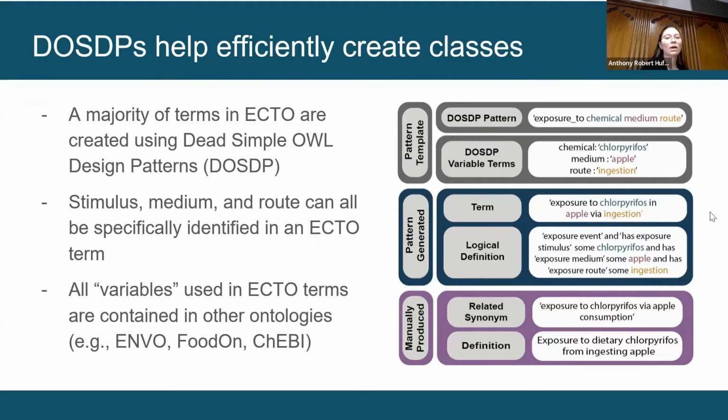Okay, great. So in this case, we have this term exposure to chlorpyrifos in apple via ingestion, and then we get the logical definition. Exposure event has exposure stimulus some chlorpyrifos, has exposure medium some apple, and has exposure route some ingestion, right? So all those things have been generated through the pattern. And then if you really want to do any kind of hand curation, you're obviously welcome to go to Protégé and add those things as you like. But for the most part, this is how we're producing a majority of the classes for ECTO.